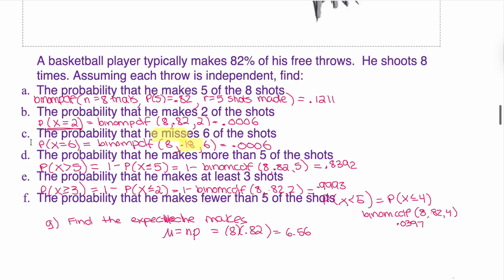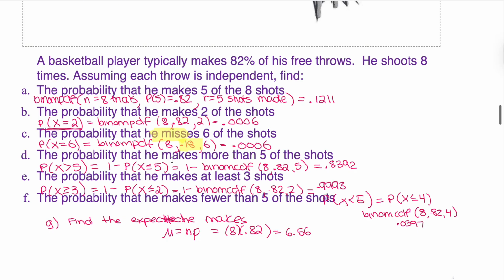Part C, the probability that he misses 6 out of the shots. That's also PDF. So using the same approach, but in this case, instead of using the probability of successfully making free throws, we want to know he misses free throws. Therefore, we're going to use 1 minus 0.82 first to find the probability of a miss, and plugging that into our formula, we get 0.0006.